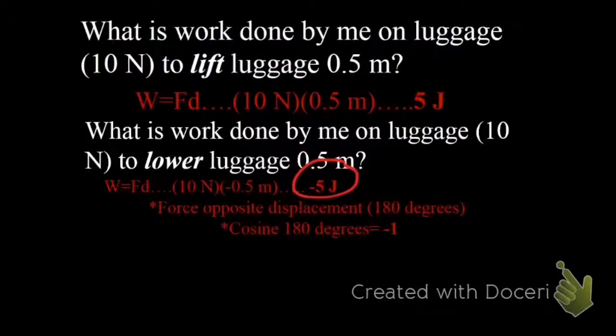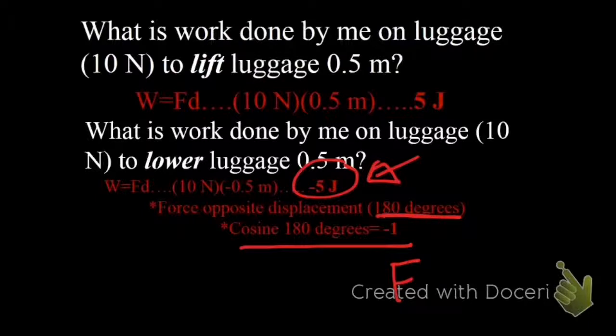Now, a little comment here: a force opposite of the displacement is 180 degrees away from the displacement, and the cosine of 180 is -1, so it's negative work. That's going to show up in just a second here as we define work as force times the cosine of the angle between it and the displacement.